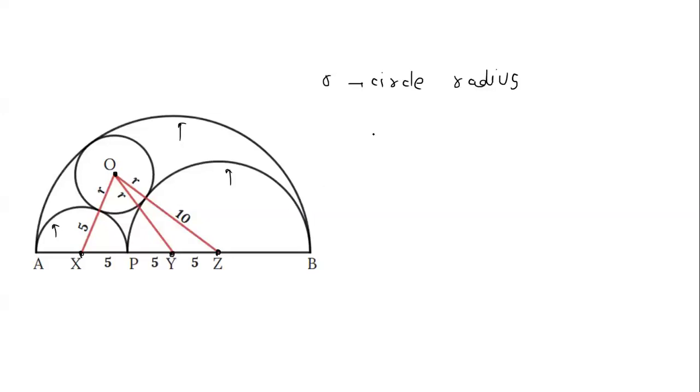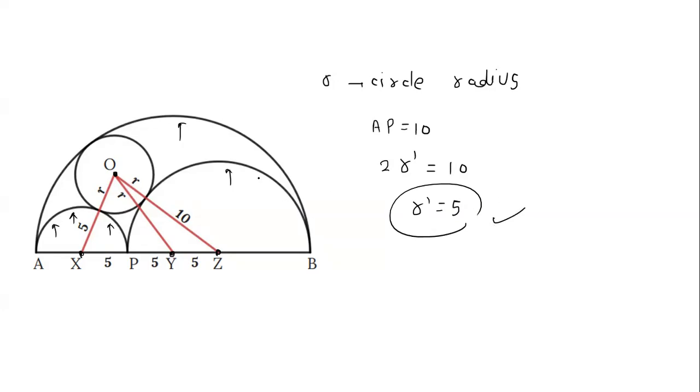And in the problem it is given that the AP distance is 10. So you see AP is 2 times the radius, the diameter of this semicircle. Let's assume R dash be the radius of this semicircle. So 2 times R dash is equal to 10, so R dash is equal to 5. So we got the radius of this semicircle as 5.